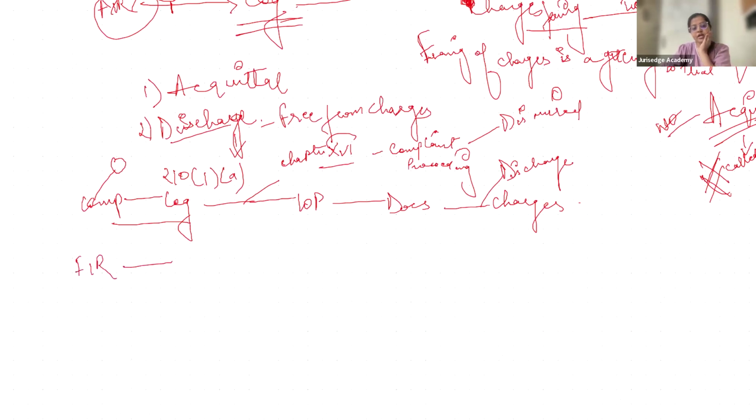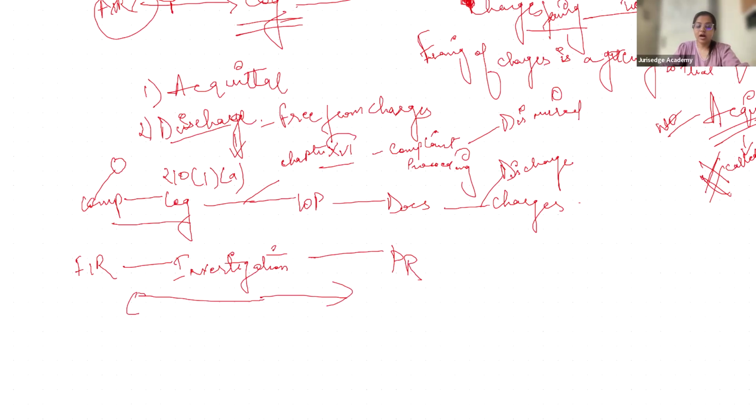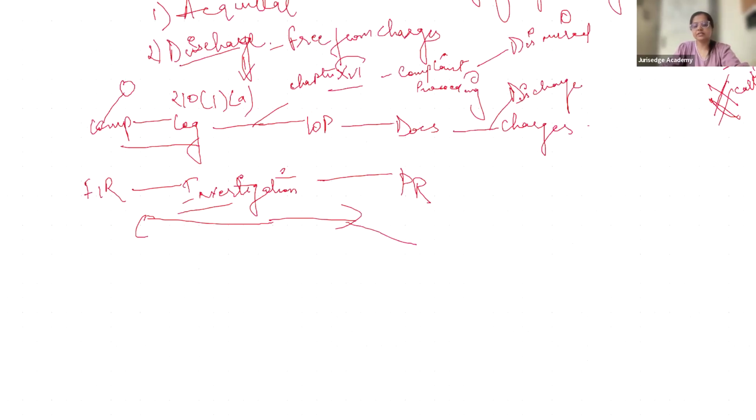On FIR, if after investigation, usually what happens? The police report is filed. But in between, if the police conducting the investigation think that there is no case at all after investigation, or there is no sufficient evidence against the accused, then the police file the closure report.